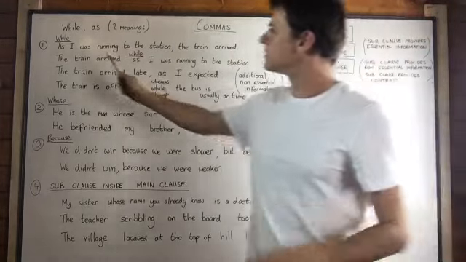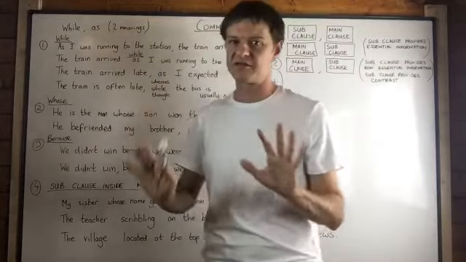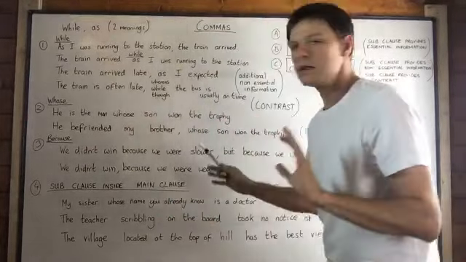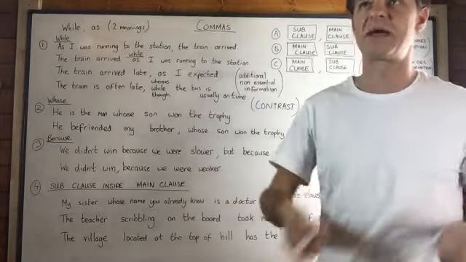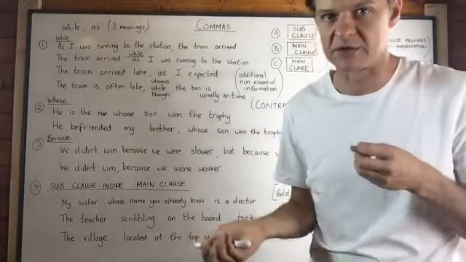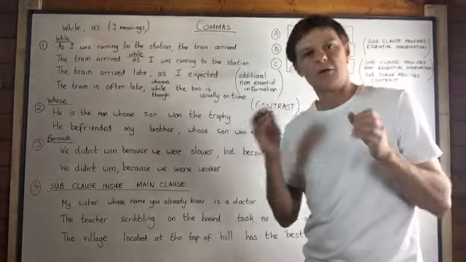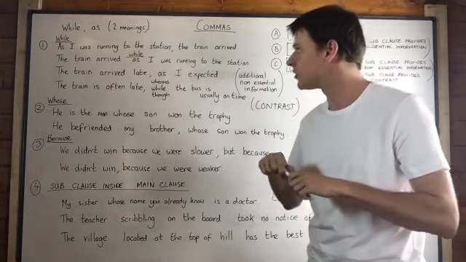So first of all, I want to talk about while and as. Both of them have at least two meanings. While could mean at the same time. Yeah, he was reading his newspaper while I was reading my book. It means at the same time in that situation. But while can also mean whereas, in which case it's offering contrast.